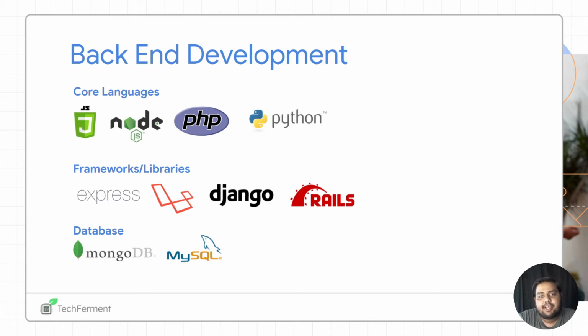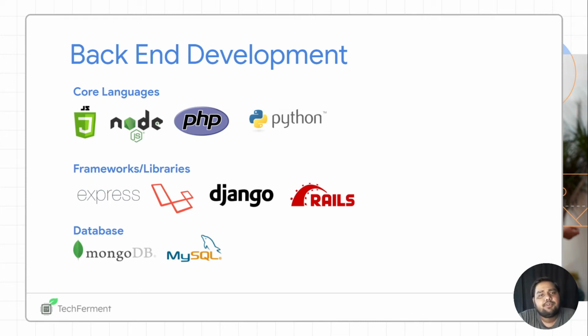And similarly, we have a framework for each of these core languages. If you are working on JavaScript or Node.js, we have the framework Express.js. With the help of Express.js, you can create robust, scalable applications with Node.js and Express. Next, if you are working on PHP, we have a framework, let's say Laravel. This one is the next level, Laravel. Or if you're working on Python, we have the framework Django.